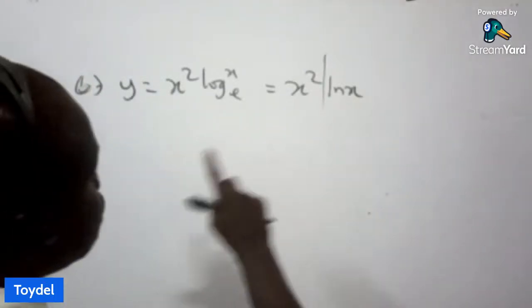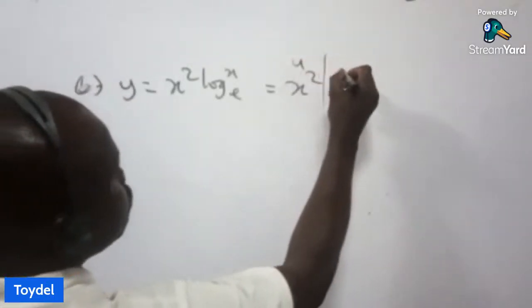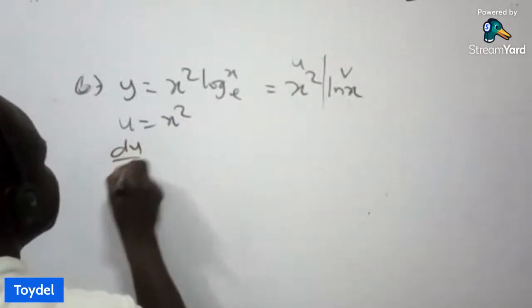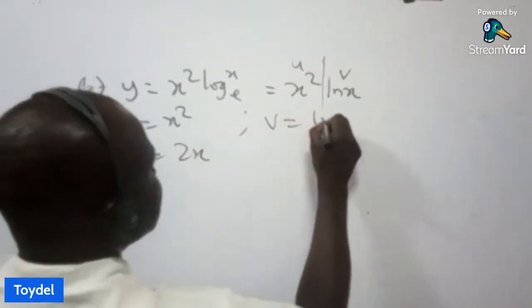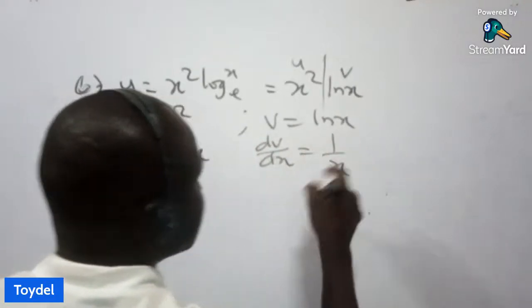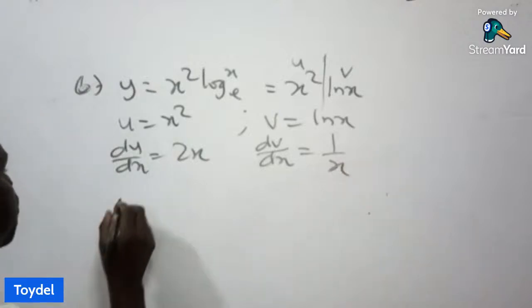Then if that is the case, we are going to use the product rule. I will denote one as u, the other one as v. So u is equal to x squared, and du/dx will be equal to 2x when I differentiate this. Then v is equal to ln x, so dv/dx will be equal to 1 over x, since differentiating natural logarithm gives the reciprocal of what we are given.